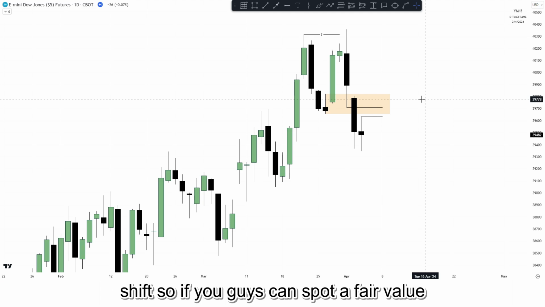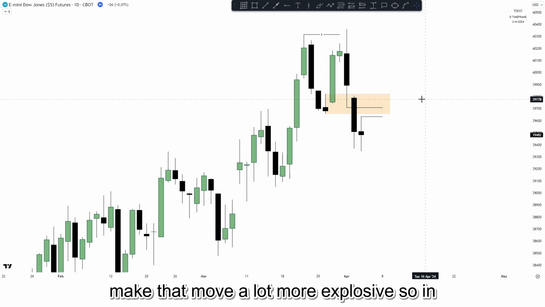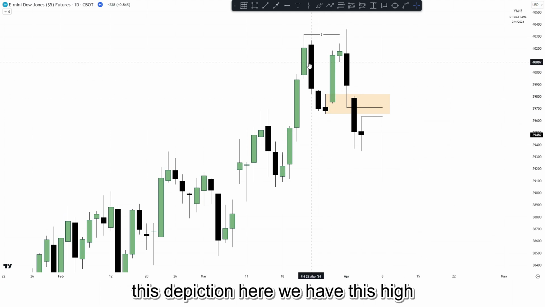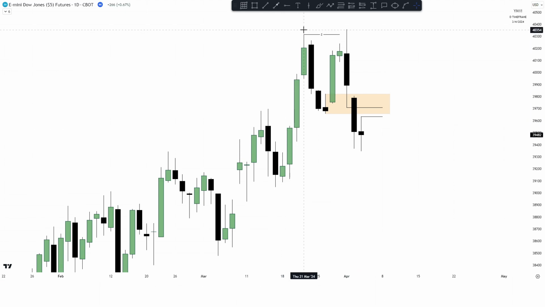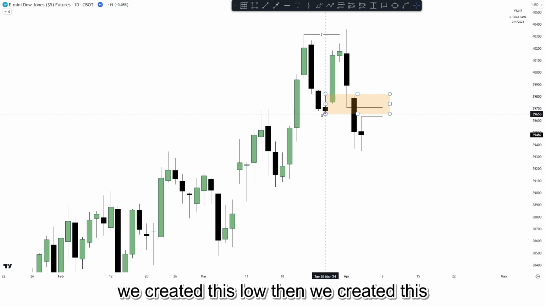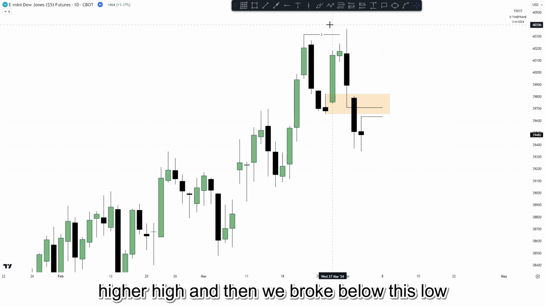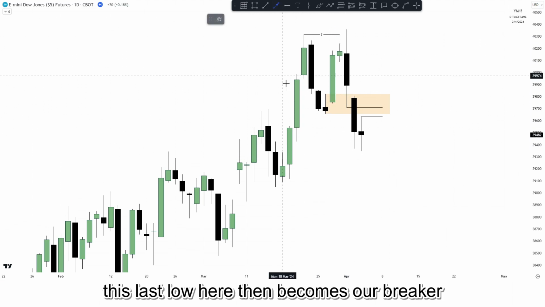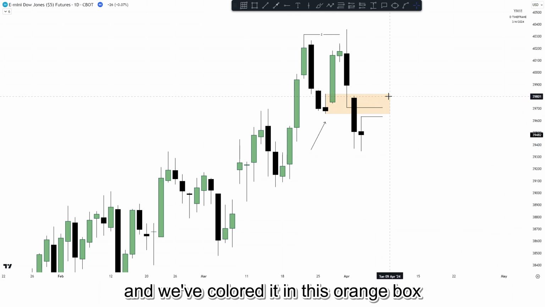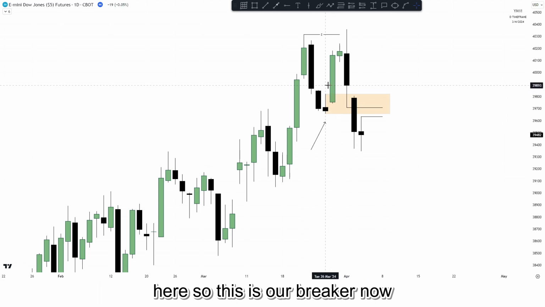So if you guys can spot a fair value gap near or inside of that breaker, it will make that move a lot more explosive. In this depiction here, we have this high, we created this low, then we created this higher high, and then we broke below this low. This last low here then becomes our breaker, and we've colored it in this orange box here. So this is our breaker.